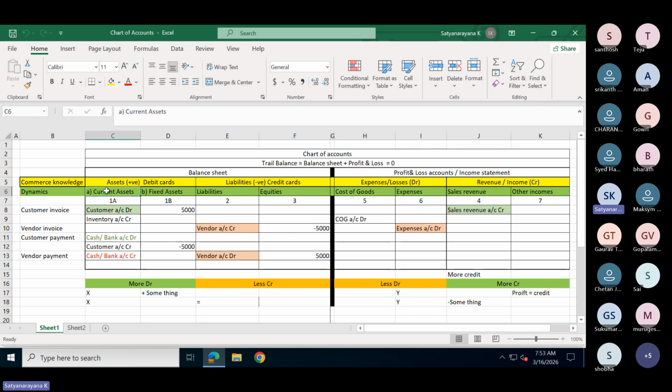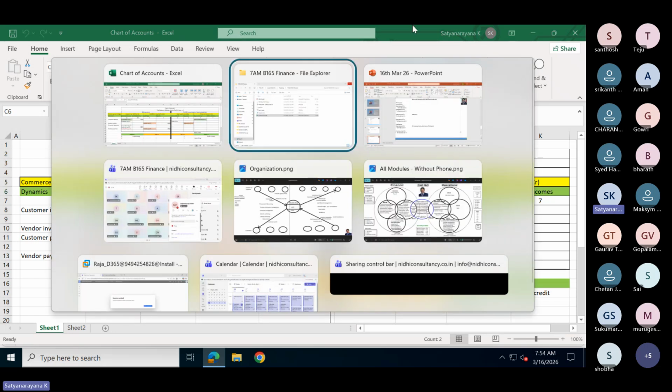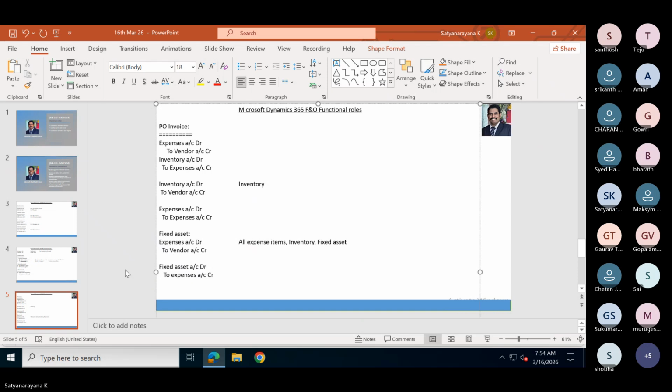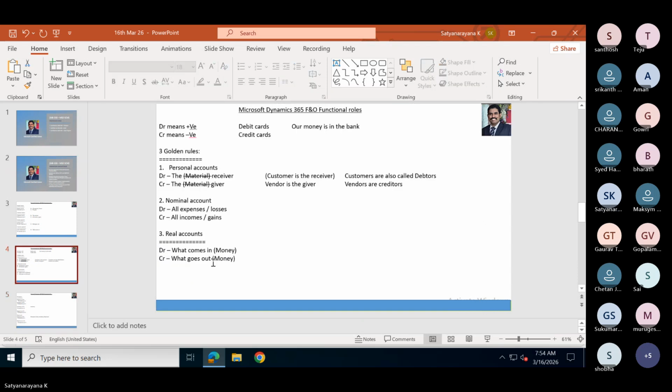Now we are talking about assets. That is current assets or fixed assets. Inventory is an asset. If it is machinery, it is a fixed asset. But both are assets, part of assets. It is an asset only. I cannot classify it as a real account. Real accounts is money.